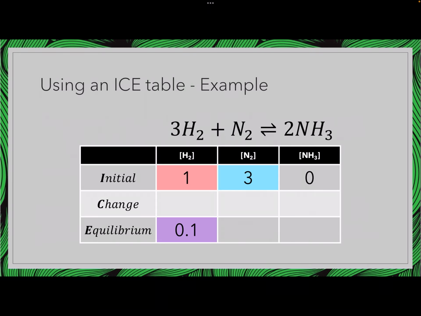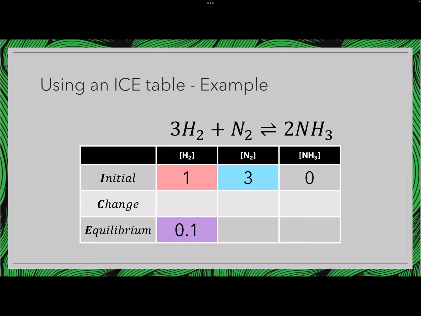So let's put the information in. This is what we've got. We were told we put in 1 mole per liter of hydrogen, 3 moles per liter of nitrogen, and we end with 0.1 moles per liter of hydrogen. Now, because nothing in the question mentioned putting in ammonia at the start, ammonia starts at 0. Now, how do we figure out the rest of the concentrations?